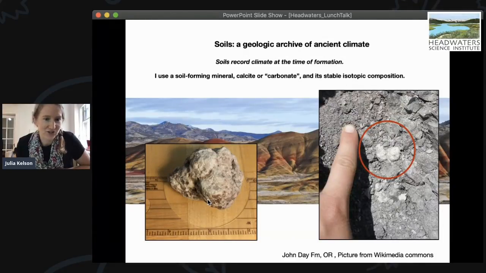It's kind of an unattractive mineral. It's a little blob of calcium carbonate, and then this is a picture of what that carbonate looks like in an outcrop or in a rock, where what's called a nodule of carbonate forms in place. And so we can go out into the field and collect these soil carbonates. And what makes them useful is that they form in soil water.